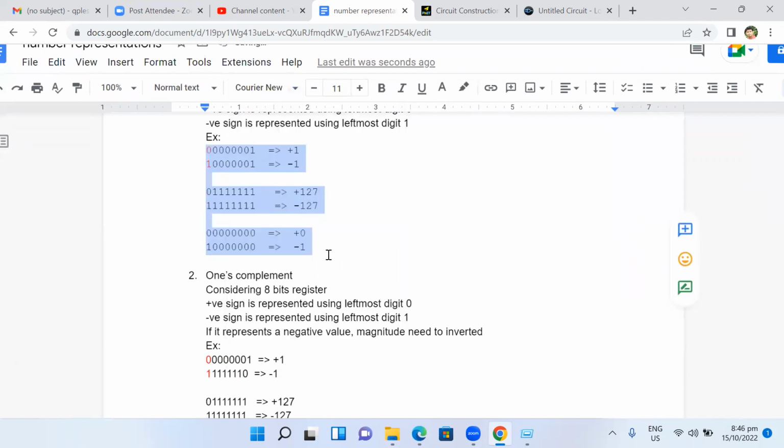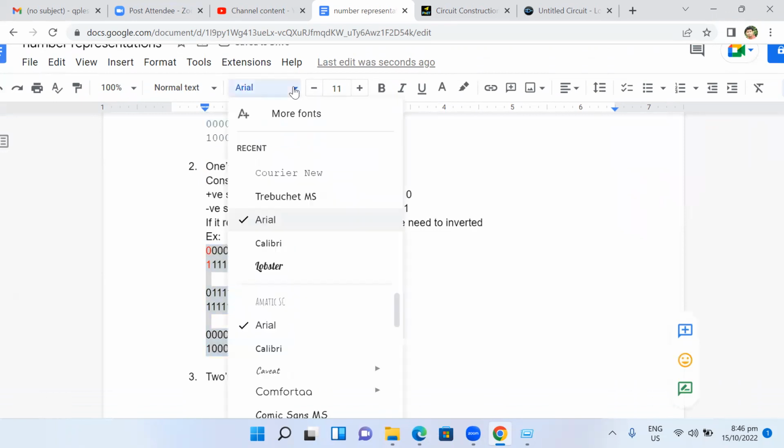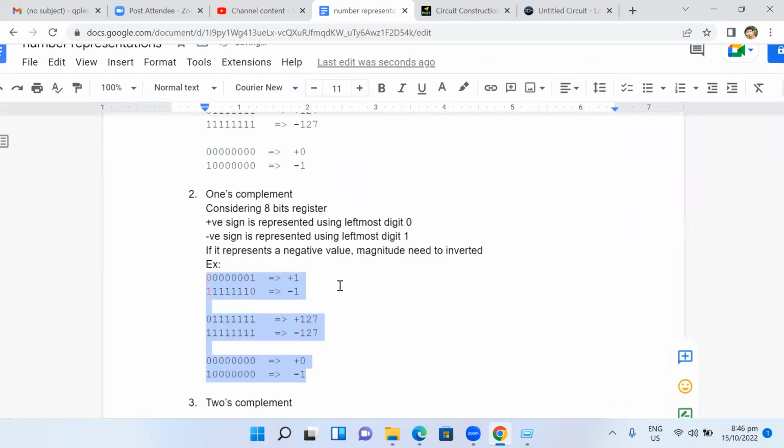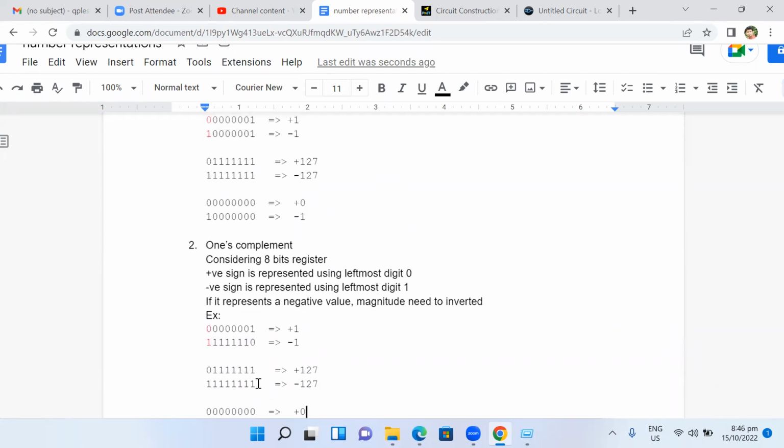So let me use a monospace font for this. Like Courier New, which is monospace. Here also I'm using Courier New, which is monospace. That means each character will take similar space. This is how you represent plus 1, and minus 1 is this. Then plus 1 to 7 is this, so minus 1 to 7 is this.